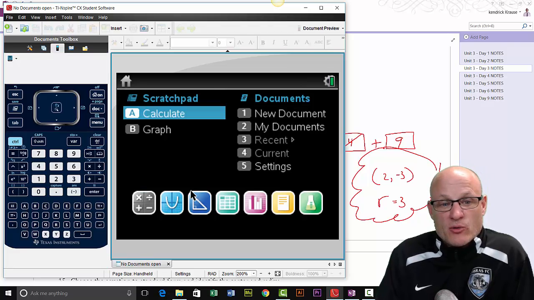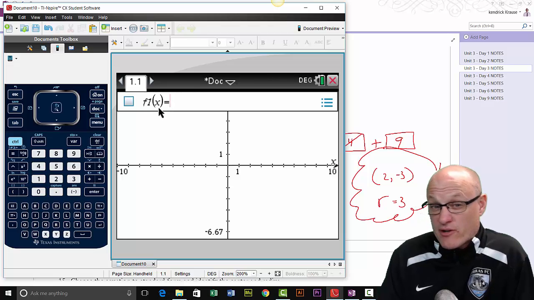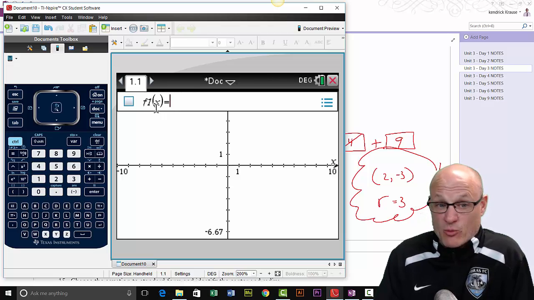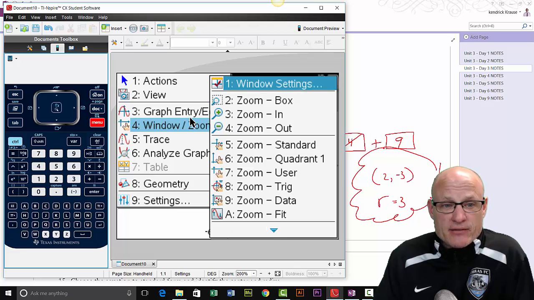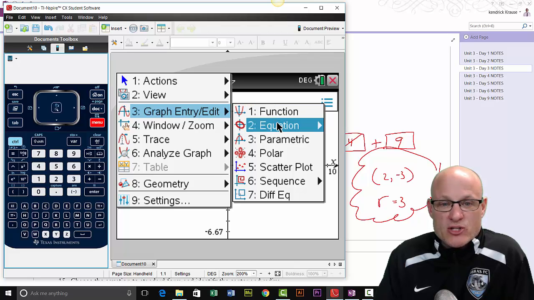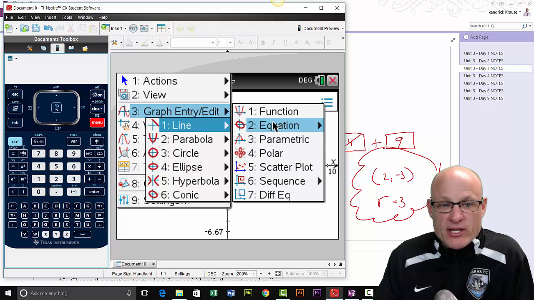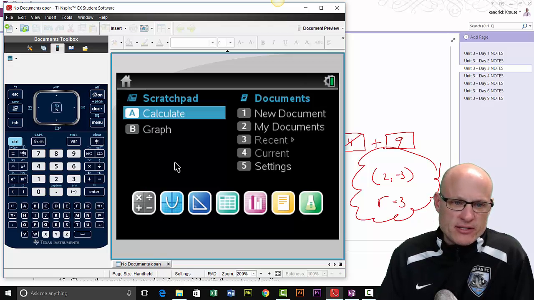In order to graph, we go into graph mode, but I don't start typing in, because that's in f of x mode, and that's a function, and circles are not functions. We're not going to graph it that way. We have to go in a special way to graph these things. We go into menu, graph entry or edit, and then we want to go into an equation. What type of equation is a circle? And when this pops up, you'll see, oops, shoot, I didn't want to see that. So let's get out.